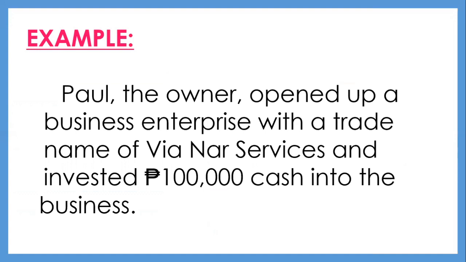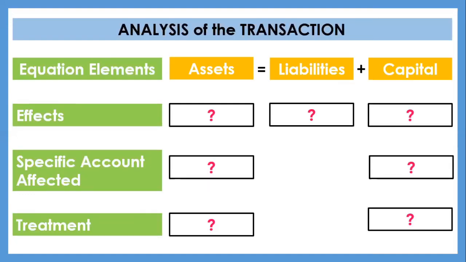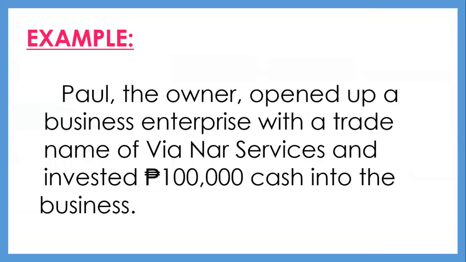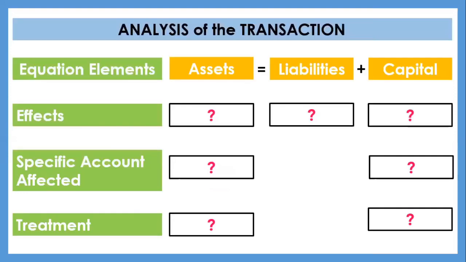Now, if we try to analyze the problem, it is very clear that there are two accounts involved. First is the cash worth 100,000 pesos. And second, as you can notice, there is the word "invested" in our problem, right? So, meaning to say, the 100,000 pesos was invested by Paul in his business, and therefore this is capital.